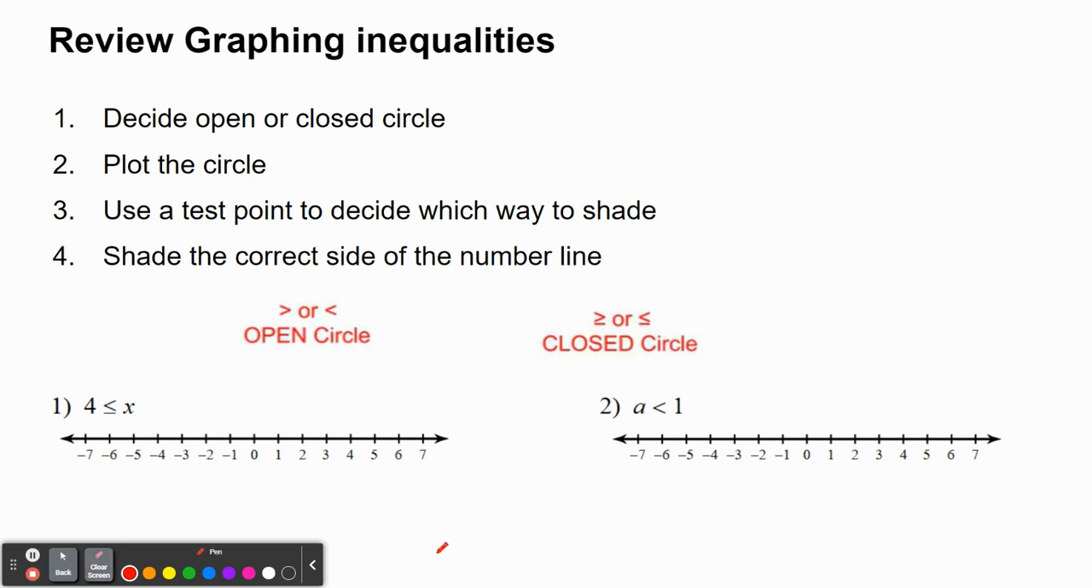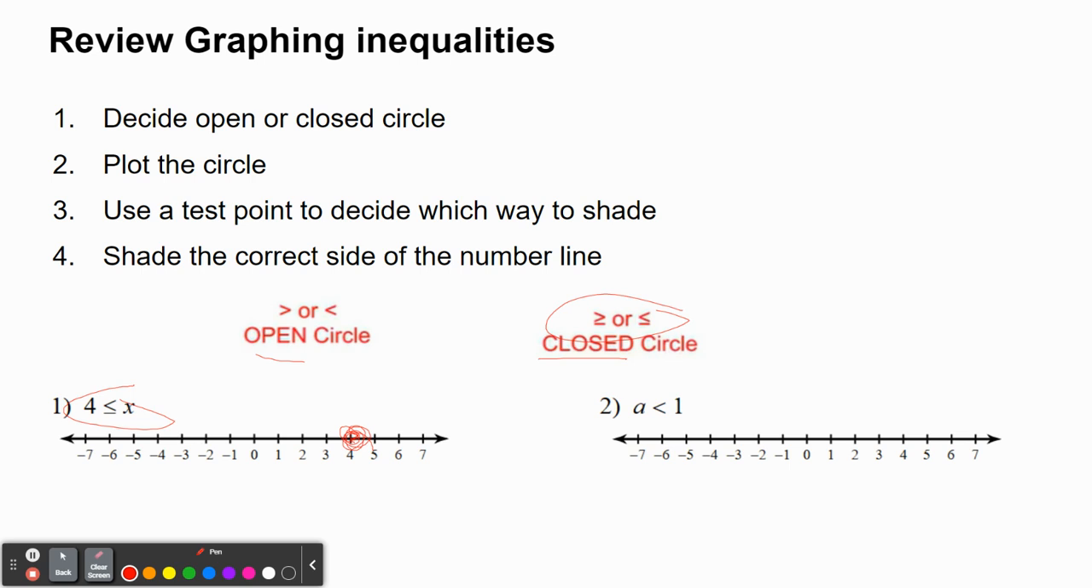So let's look at our first example down here. It's pretty clear that the circle should go on the number 4. Is it open or is it a closed circle? Well, it matches. It's x is greater than or equal to 4. So it's definitely going to be closed. Imagine that's closed. It's kind of hard to do on here.